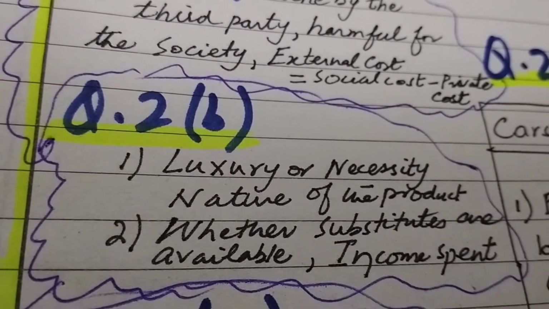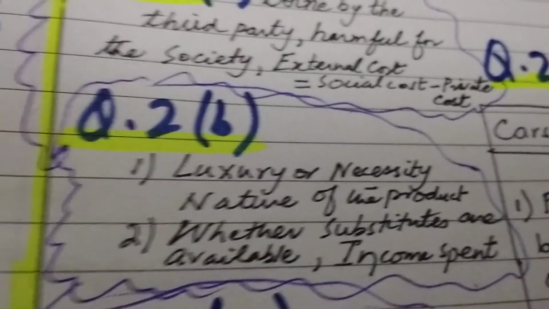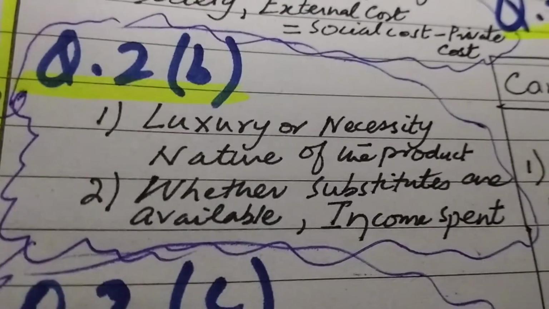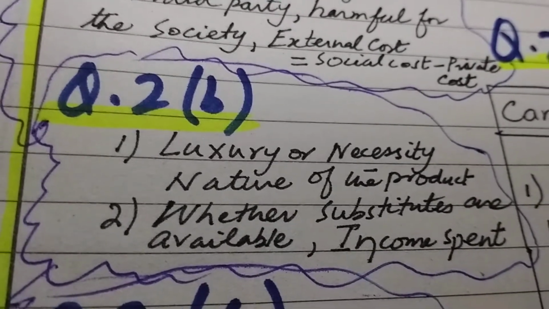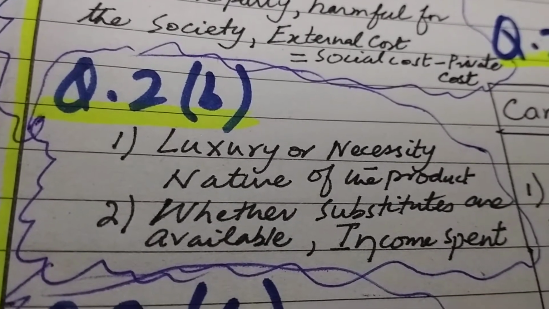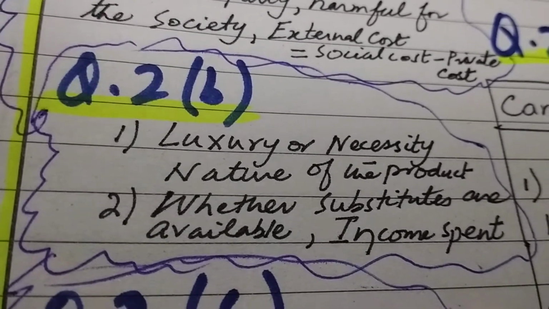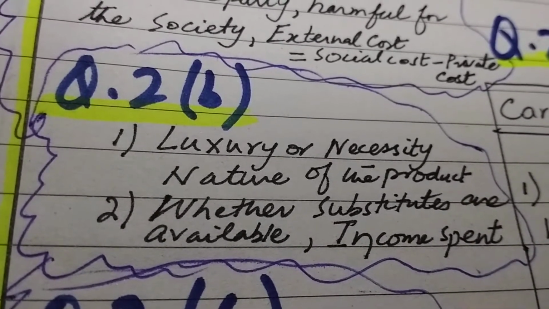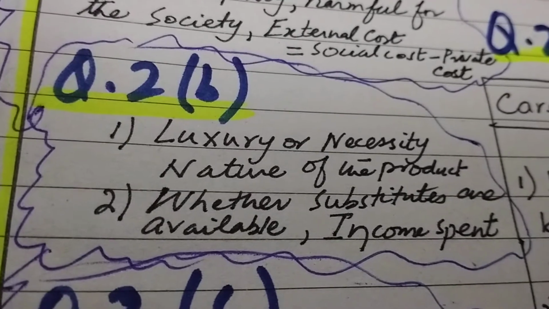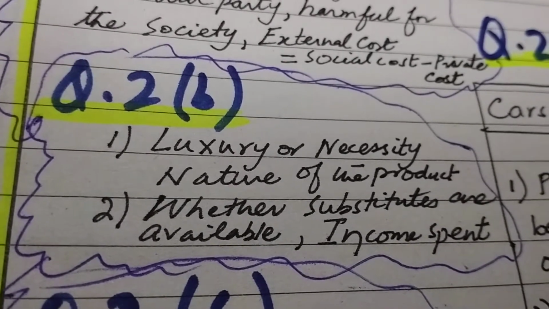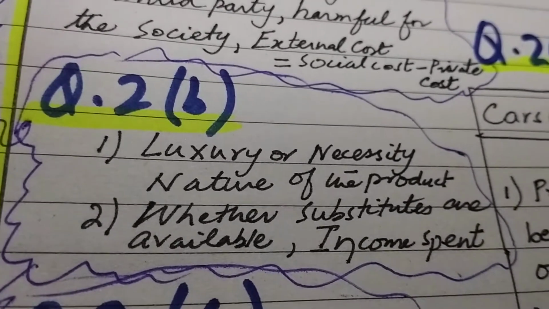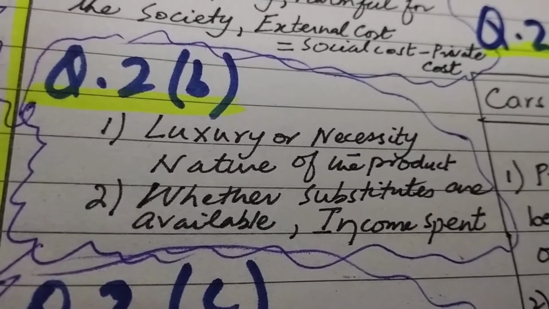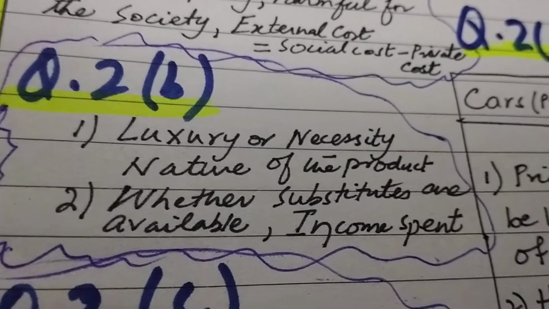So the first point was given, luxury or necessity depends on the nature of the product. Secondly, whether the substitutes are available or not. If the substitutes are available, products will be price elastic in nature comparatively. If the substitutes are not available, then of course it will be a problem, and the products will be price inelastic in nature. The community have to afford that at a very high price as well.